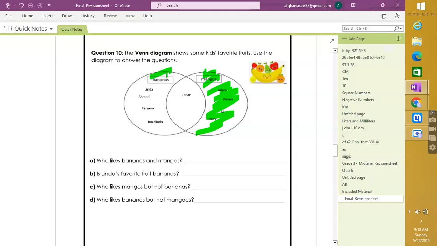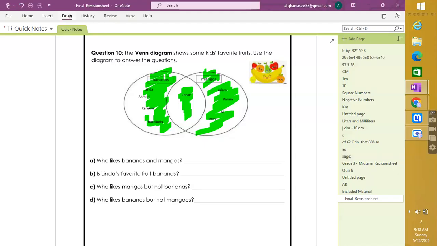But this part, Talal, represents the kids who like bananas only. So they don't like mangoes, they like bananas only. What about this part in the middle, where the two circles are overlapping? We call it the intersection part. And this part contains the kids who like bananas and mangoes both. They like bananas and mangoes at the same time.